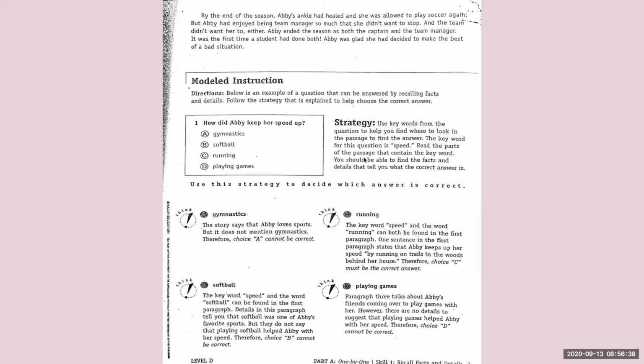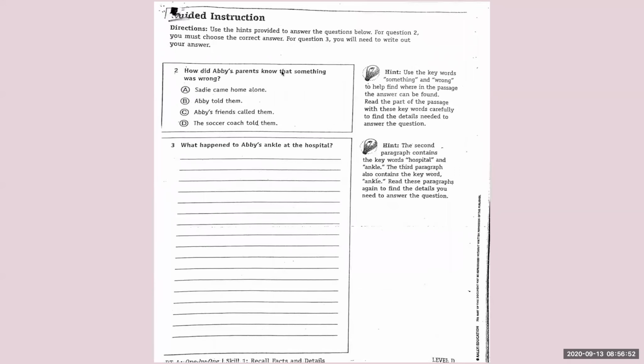We want to read the parts of the passage that contain that word, because as soon as we find them, we're going to want to pause and say, oh, I remember reading that in one of the questions, and then we can go back and answer that question. So that's number one. Number two, how did Abby's parents know that something was wrong? Again, we want to note keywords in the question. Let's take a look at the hint here. It says use the keywords something and wrong. So when we come across the words something and wrong as we read the passage, we're going to want to pause and say, hey, I remember reading something about something being wrong, and go back and see if I can answer that question.